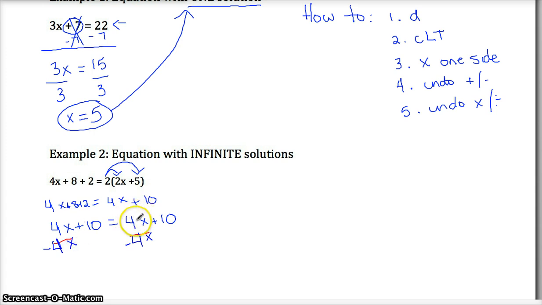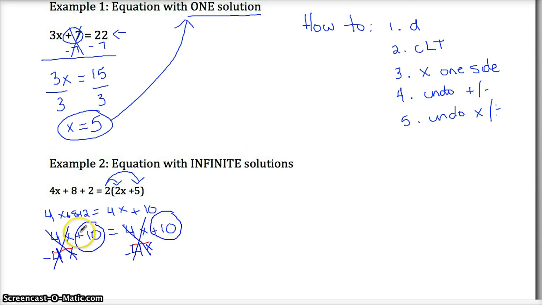And if you have 4x's and you take away 4x's, that leaves you with no more x's, with 0 x's. And a 4x over here, take away 4x's, leaves you also with 0 x's. So don't panic if this happens, just bring down what you have left in your equation. So we have 10 equals 10. So rewrite it.